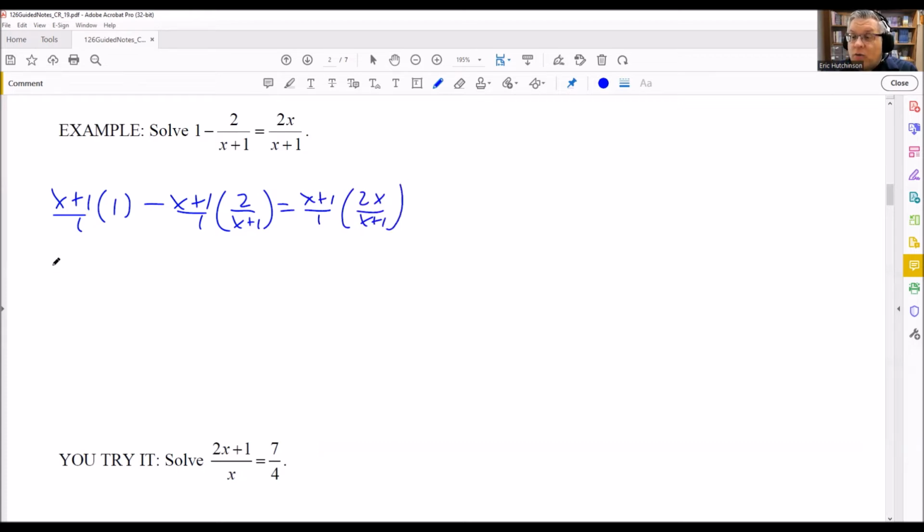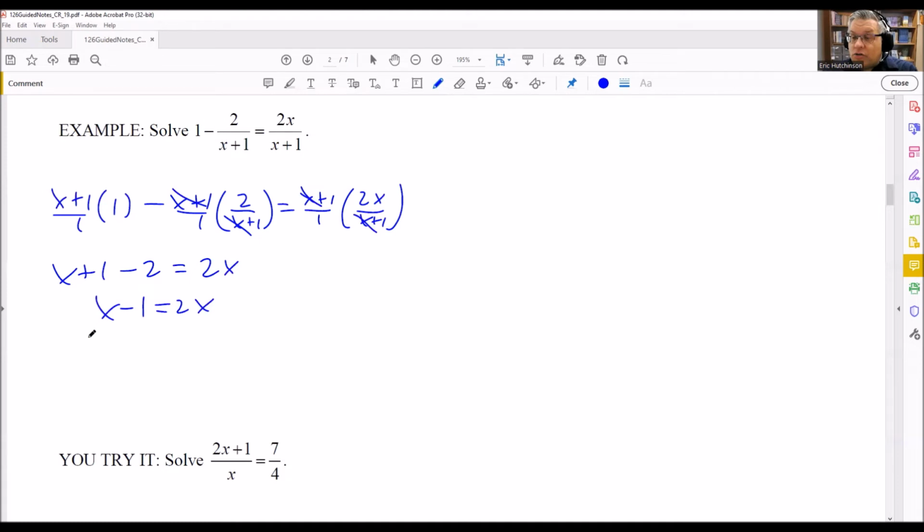We'll multiply this by 1, and we get x plus 1. Now the x plus 1s are going to cancel there. So we just have minus 2. On the other side, x plus 1s are going to cancel out as well. And we get a 2x here. We're going to simplify this. 1 minus 2 is -1. So I have x minus 1 equals 2x.